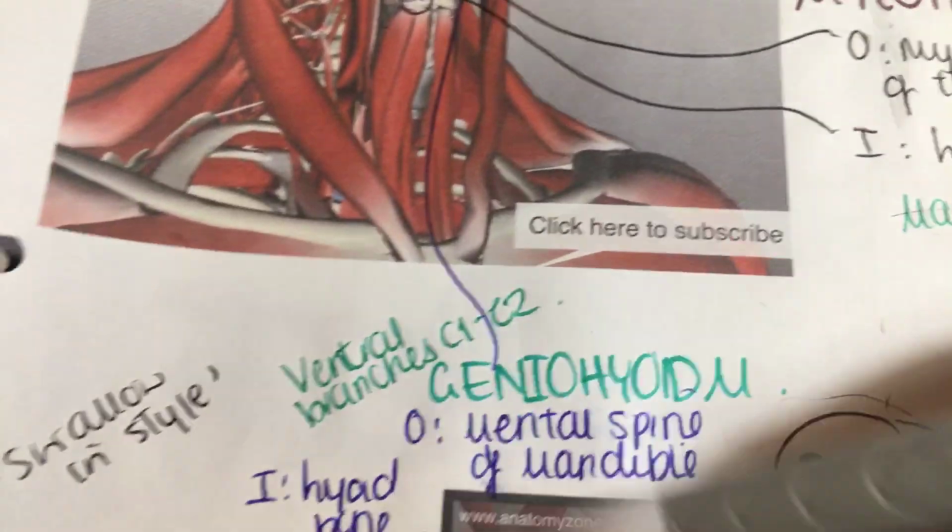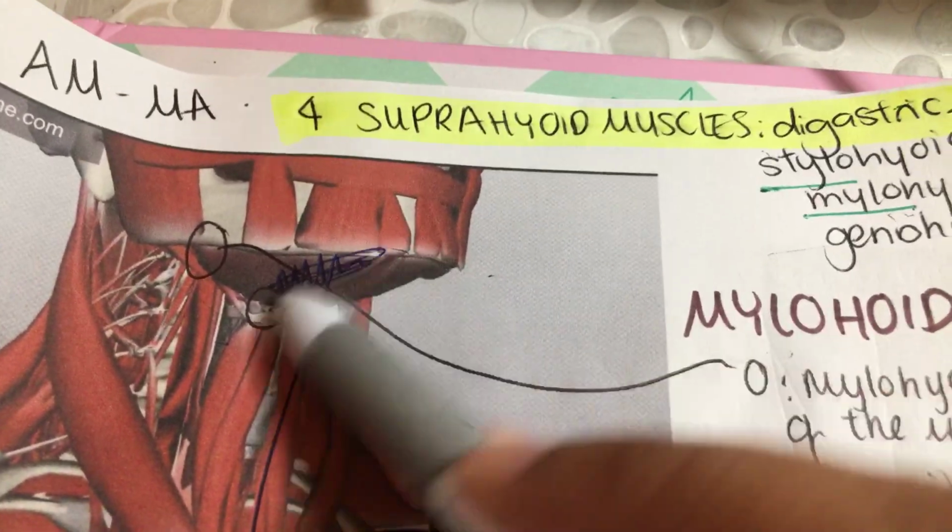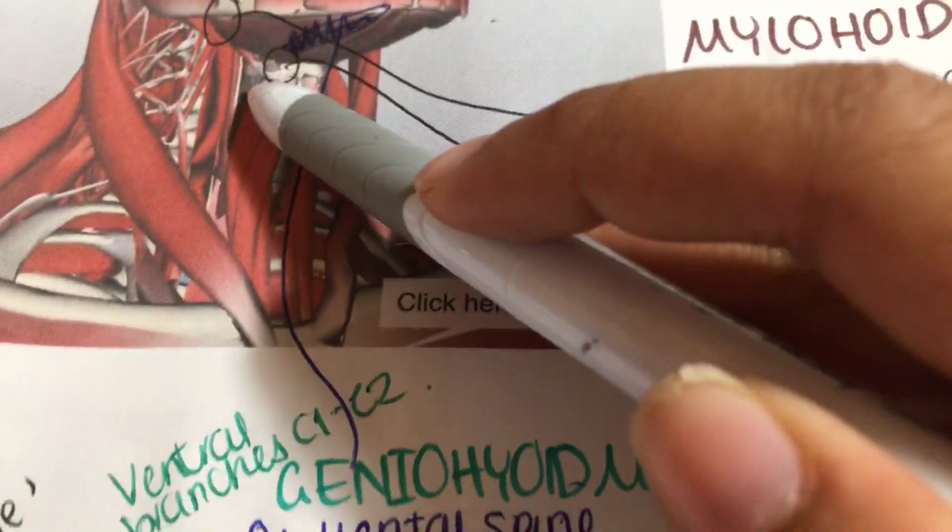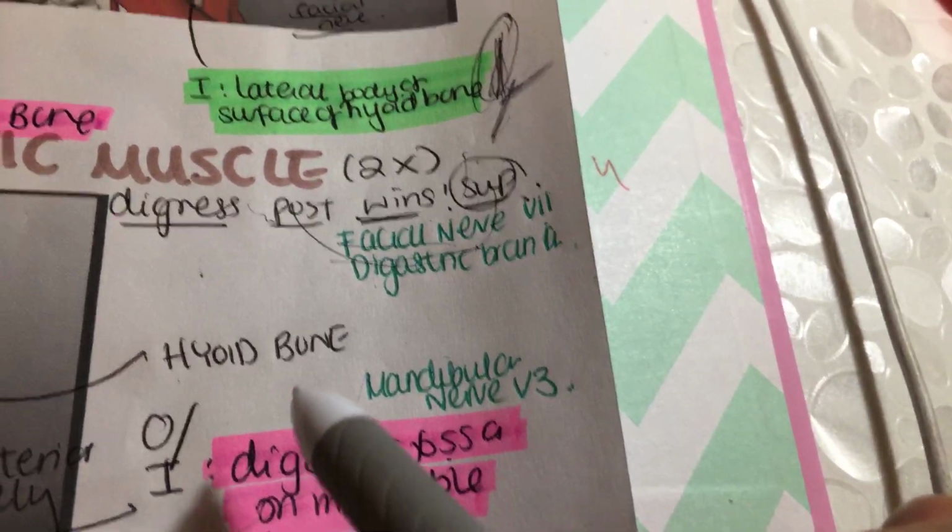It's quite easy. And then you have geniohyoid, and this one is going to originate from the mandible, from the mental spine, insert on the hyoid bone, and it's going to be innervated by C1 to C2. Okay, here's my way to remember it: AMMA. Basically the mylohyoid and the anterior belly of the digastric muscle are both going to be innervated by the mandibular nerve. So AM, anterior belly and mylohyoid muscle, are going to be innervated by MA, the mandibular nerve.